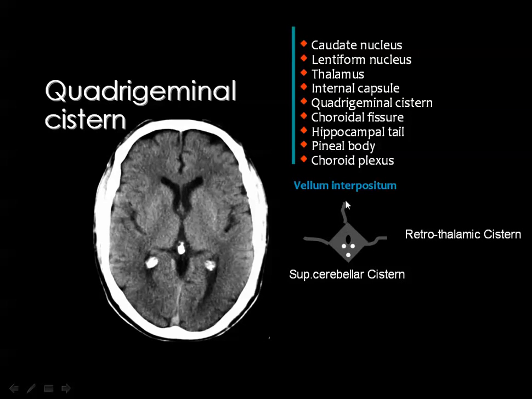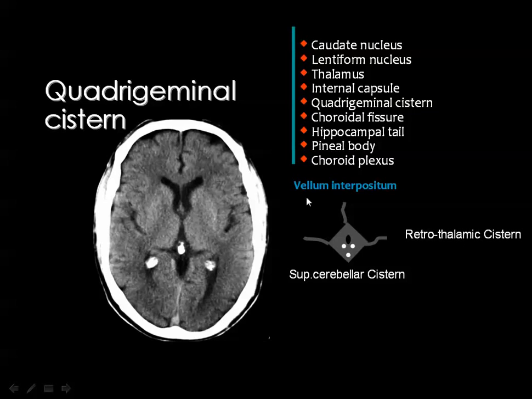Then the anterior recess runs above the third ventricle, and it is known as velum interpositum, and frequently this velum interpositum may dilate and contain CSF, and is known as cavum velum interpositum.